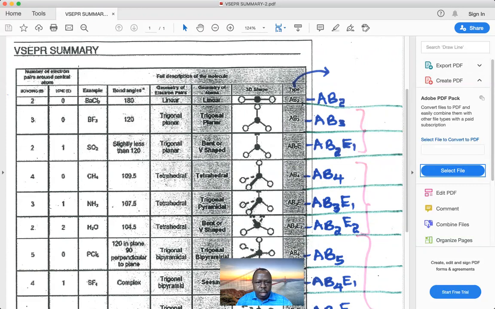So for the electron domain geometry right here, you just go across and say, oh, this is trigonal planar. This is how we describe the geometry. And if you want to know what trigonal planar looks like, there are 2 electrons right there, and there are 2 electrons on this side. Yours is to, once you identify the general formula, find the electron geometry, and this is the molecular geometry.